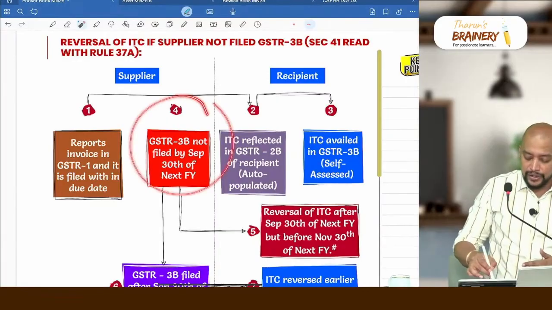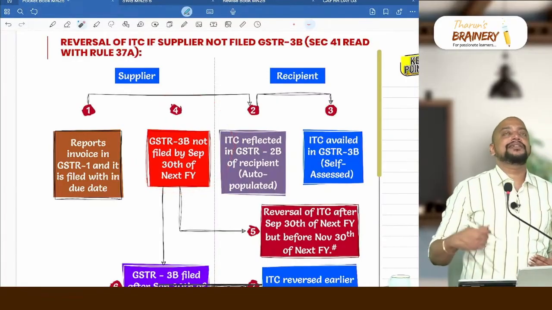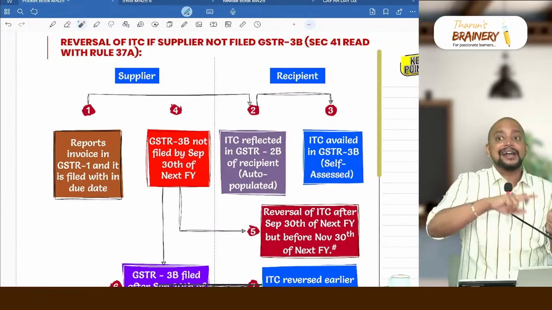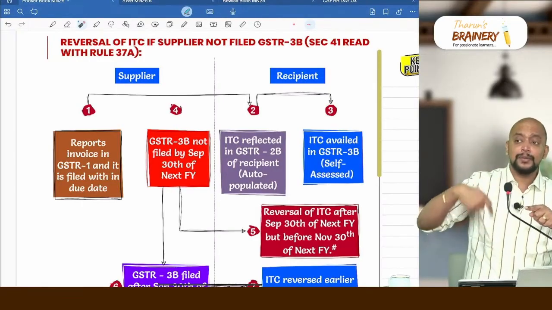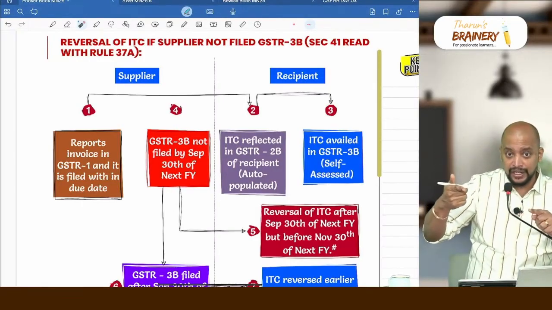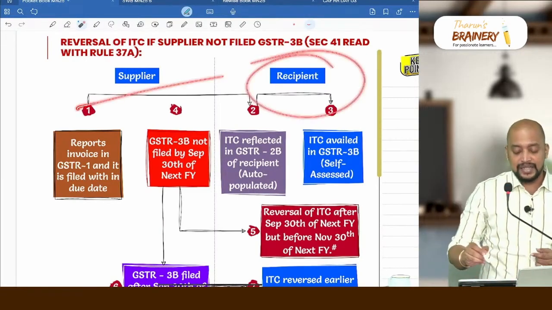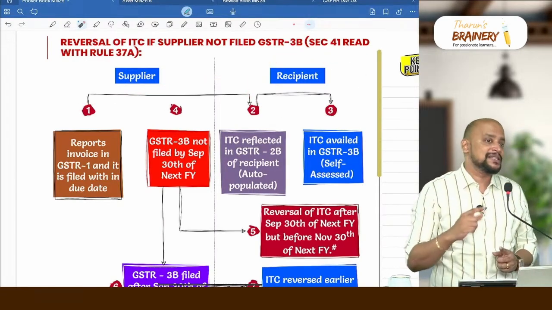Thereafter, the supplier is not filing 3B by September 30th of the succeeding financial year. He filed GSTR1, but he did not file 3B. As he did not file 3B by September 30th of the next financial year, the recipient should reverse the ITC. How will the recipient know that the supplier has not filed GSTR 3B by September 30th?